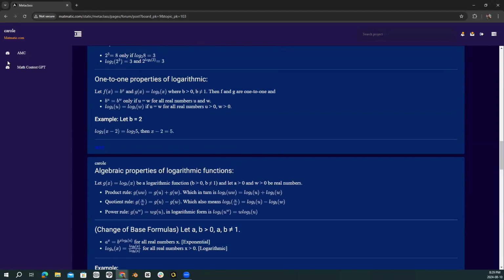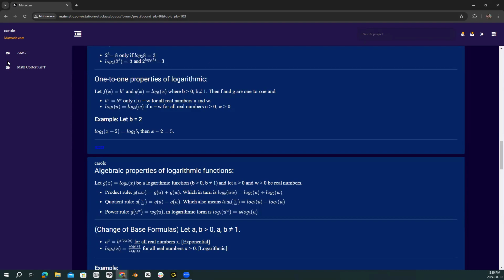Okay, next we have the algebraic properties of the logarithmic functions. Let's let g(x) equal log base b of x. Let's let this be a logarithmic function where b is greater than 0 and b is not equal to 1. These are some really important rules that you guys should remember, because you're going to be learning about this in high school, and you're probably going to use these three rules a lot, as well as in math contests.